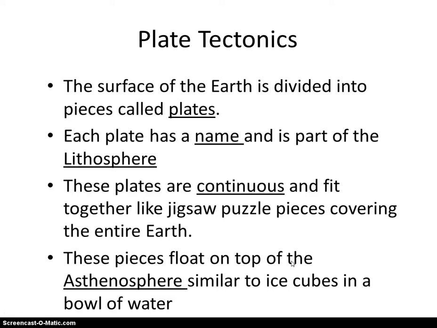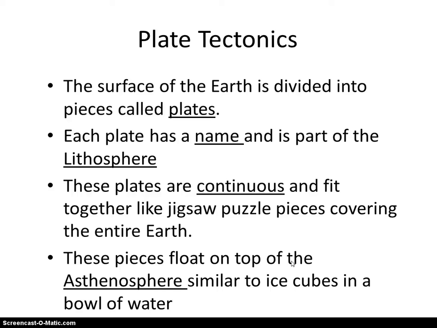Plate tectonics is when the surface of Earth is divided up into big, huge pieces called plates. Each plate has a name and is a part of the lithosphere. These plates are continuous and they all fit together like a jigsaw puzzle. In the movie 2012, it was not scientifically accurate because it showed California breaking off and sliding into the ocean. That couldn't happen because California is connected to the ocean floor beneath the ocean. The whole huge plate would have to lift up with the ocean on it, and that's not going to happen.